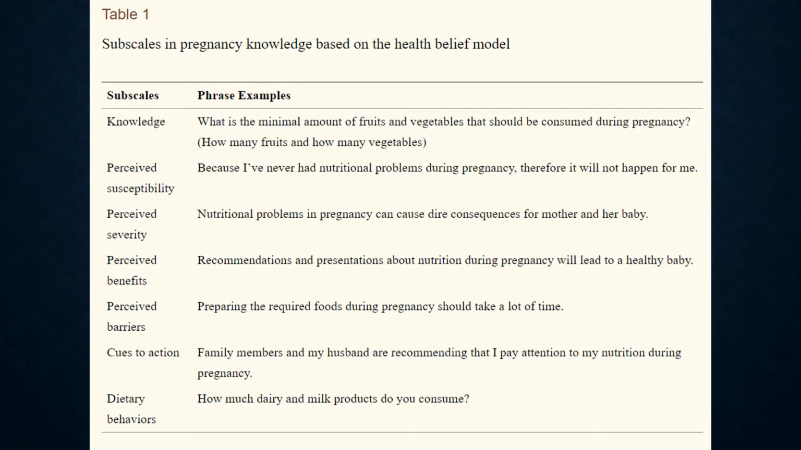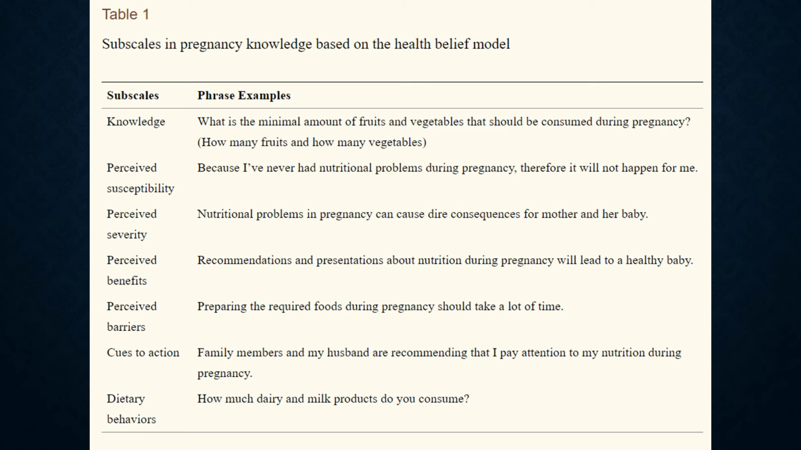For this study, a questionnaire was created based on the health belief model, and then 2 training classes spaced 1 week apart were conducted. The questionnaire consisted of questions that touched upon major constructs of the health belief model. For instance, for knowledge: what is the minimal amount of fruits and vegetables that should be consumed during pregnancy? For perceived susceptibility: because I've never had nutritional problems during pregnancy, therefore it will not happen to me. Perceived severity was: nutritional problems in pregnancy can cause dire consequences for mother and baby. For perceived benefits: recommendations and presentations about nutrition during pregnancy will lead to a healthy baby.